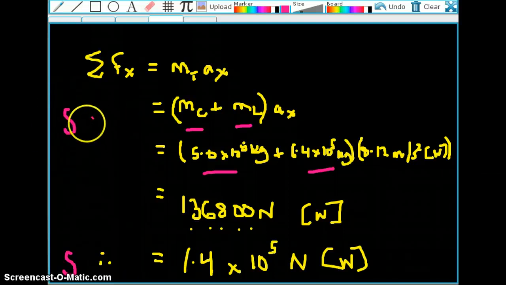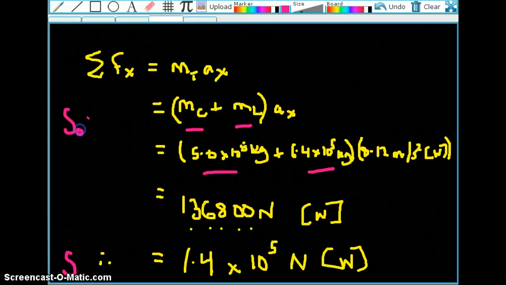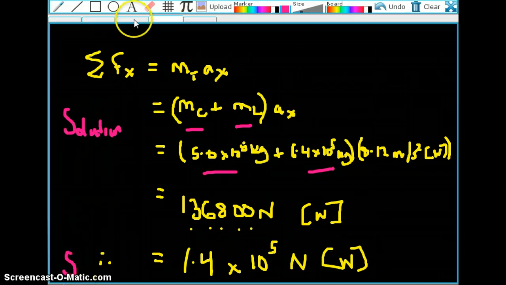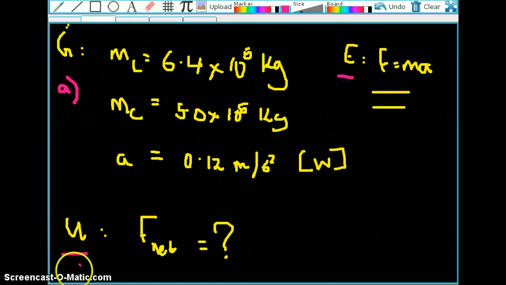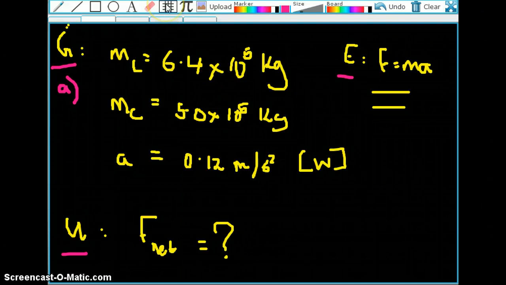This S, you can either call it substitution or you can call it solution. So this would be your solution. I sometimes forget which one I was calling substitution, but it's absolutely fine. So this is your solution, this is your statement, this is your equation, this was your unknown, and this is your given. So this is called the GUESS method.